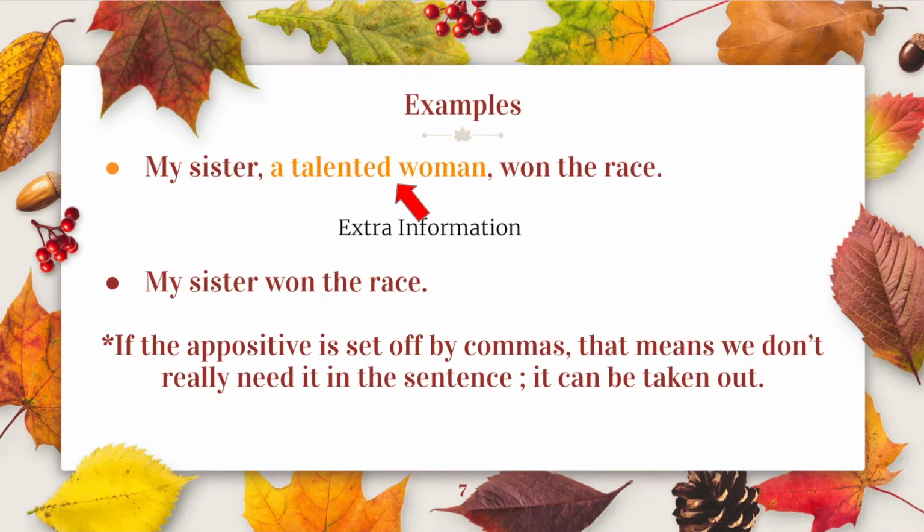Here's an example. My sister, a talented woman, won the race. A talented woman is extra information. If we were to take that portion out, the sentence would still be clear. My sister won the race. If the appositive is set off by commas, that means we don't really need it in the sentence. It can be taken out.